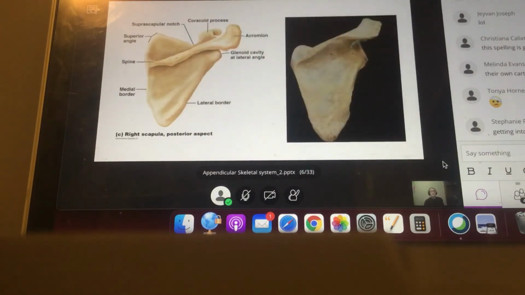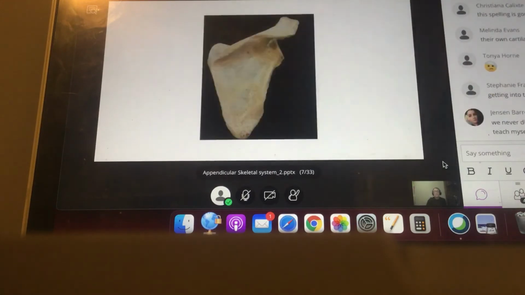All right, awesome. That is a scapula. So if you get a picture and we ask what bone is it, you're going to tell me scapula, right? That's the back. This is the front. We never did this in lecture, so I had to teach myself.